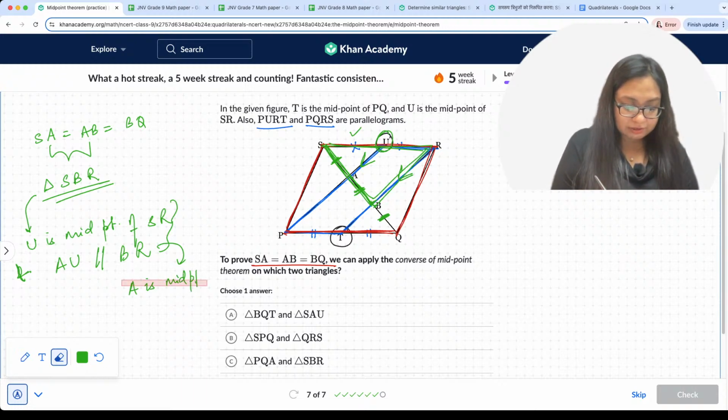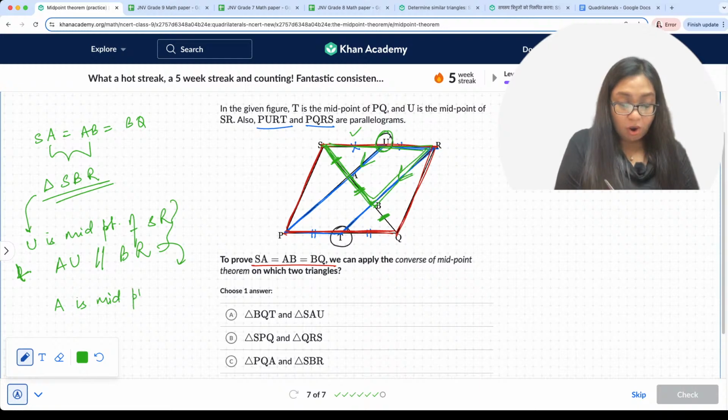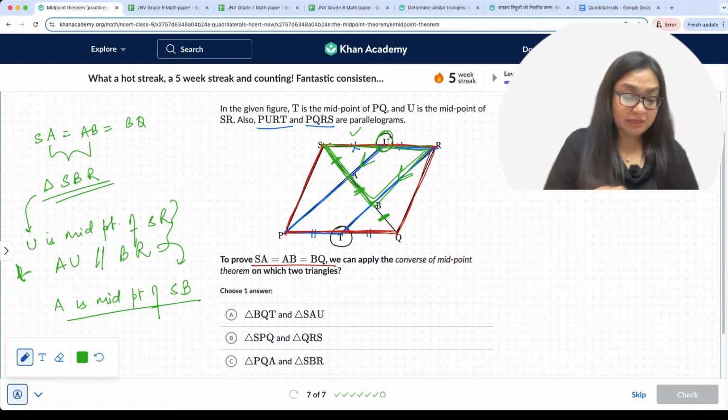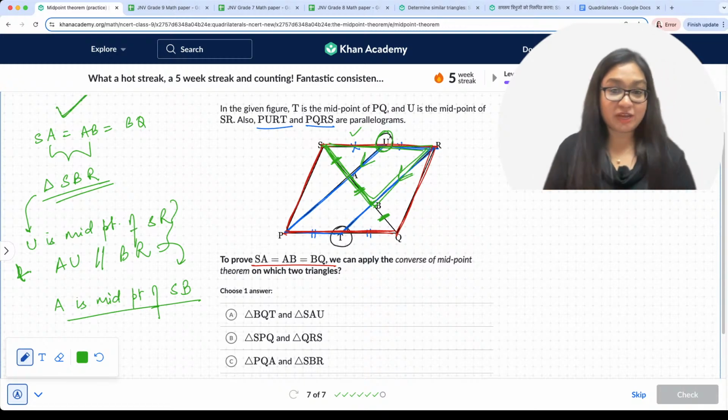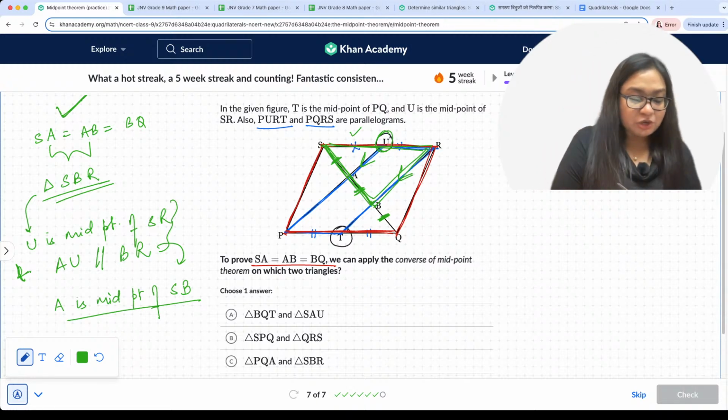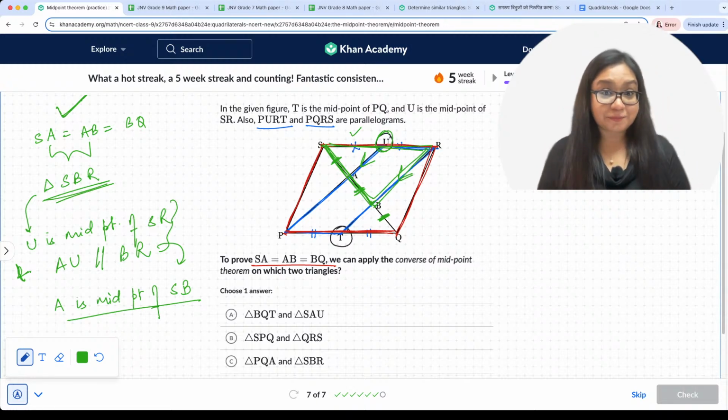Let me write it over here. A is midpoint of SB. Correct? And A is midpoint of SB, मतलब SA बराबर AB, ये हमारा प्रूव हो गया। करेक्ट? तो हमने कौन से ट्राइंगल की बात करी यहां पर? We talked about triangle SBR.